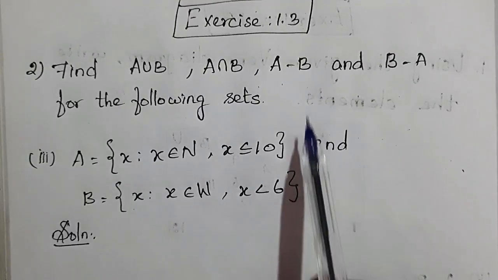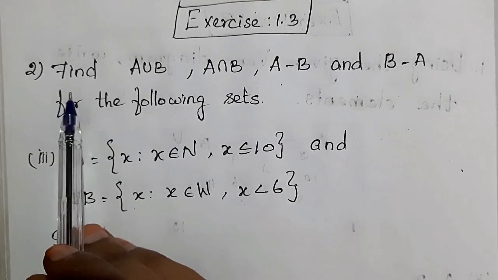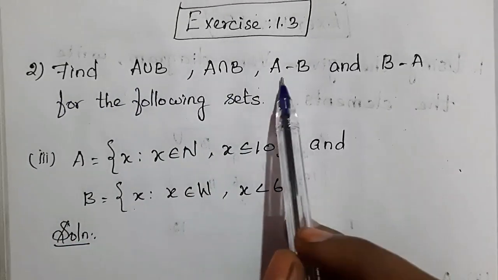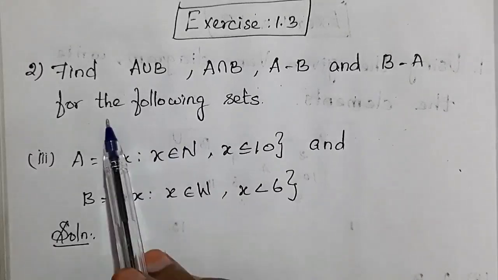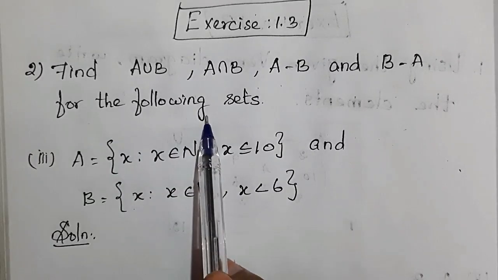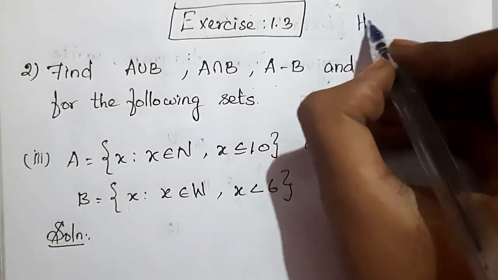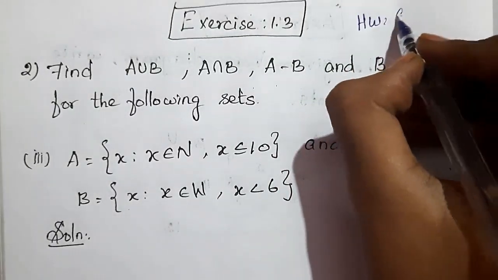See Exercise 1.3, second question. Find A union B, A intersection B, A minus B and B minus A for the following sets. There are 4 subdivisions. The first and second are homework. This is Exercise 1.3.